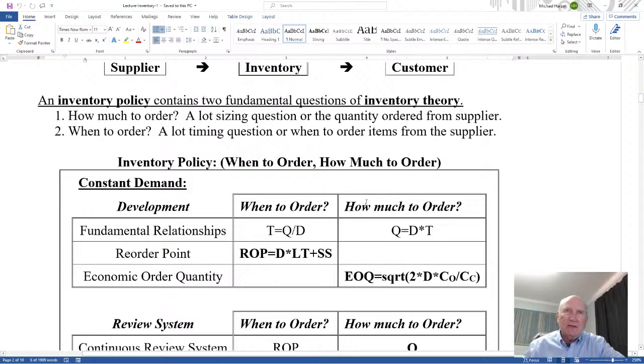Here's what I'm going to be covering in this lecture. An inventory policy contains two fundamental questions of inventory theory. How much to order? A lot sizing question, or the quantity ordered from the supplier. And when to order? A lot timing question, or when to order items from the supplier.